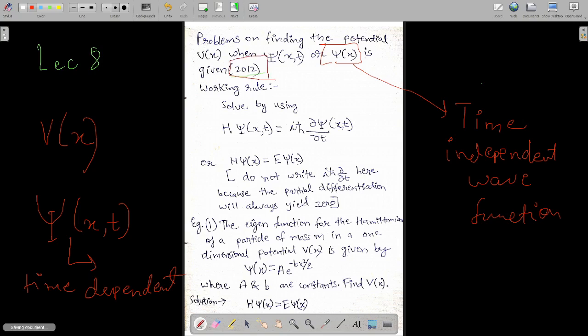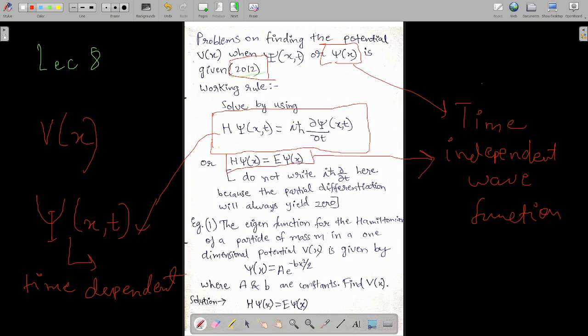Questions similar to these have been asked in 2012 and many more years. So the working rule is very simple. We have to solve by using this formula: Hamiltonian of psi of x comma t equals i h cut del by del t of psi of x comma t. If a time dependent wave function is given to us, then we have to use this formula. And if a time independent wave function is given, then we have to use the formula given on the downside.